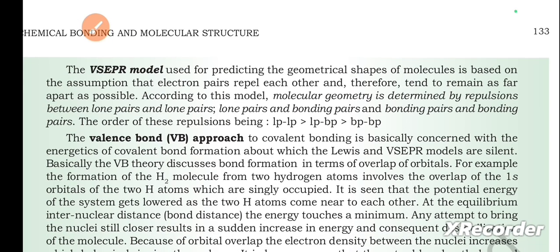The VSEPR model used for predicting the geometrical shapes of molecules is based on the assumption that electron pairs repel each other and therefore tend to remain as far apart as possible. According to this model, molecular geometry is determined by repulsions between lone pairs and lone pairs, lone pairs and bonding pairs, and bonding pairs and bonding pairs. The order of these repulsions is given over here, you can check it.